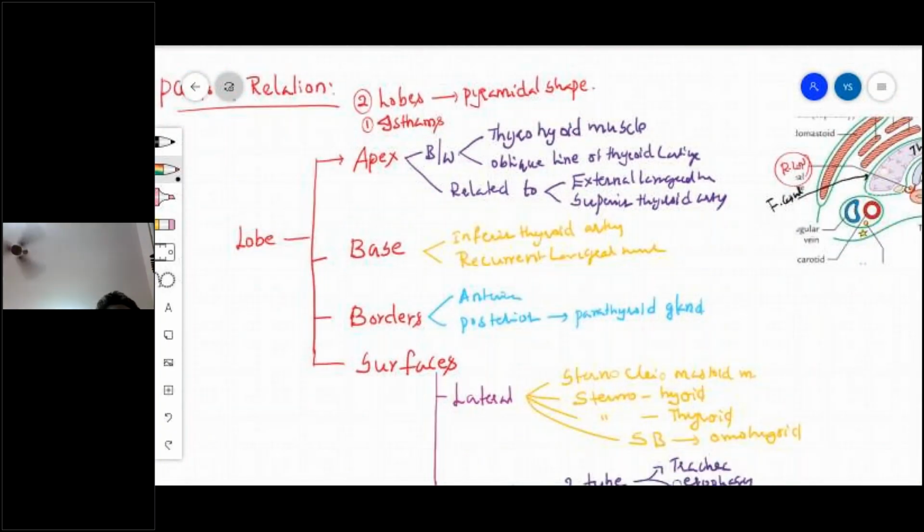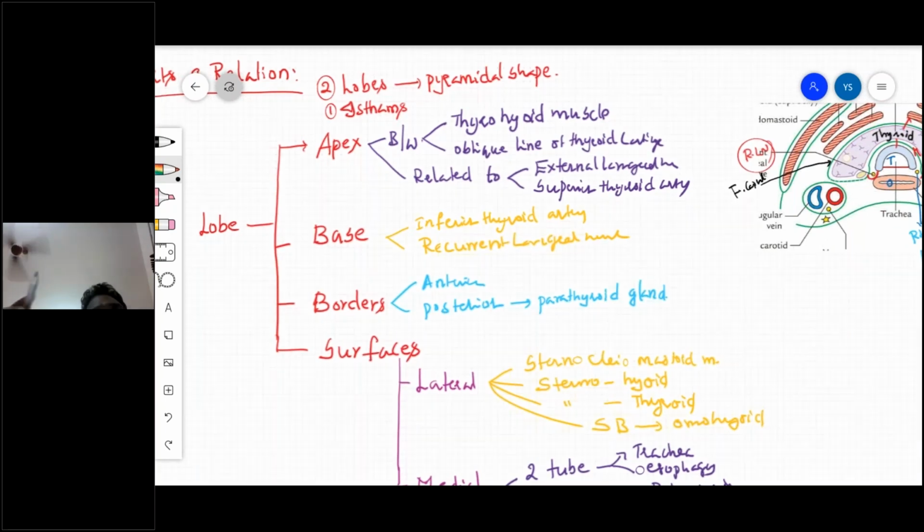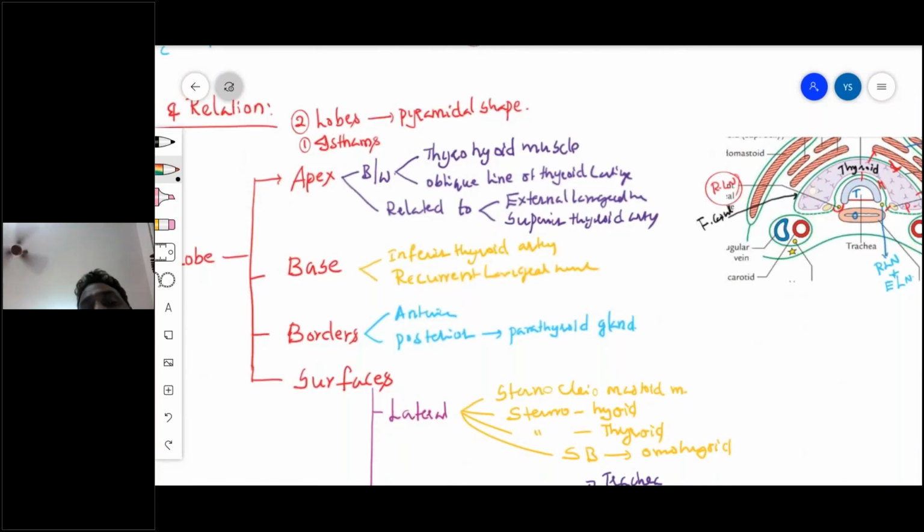And now we come to the parts of the lobe of the thyroid gland. I told you about the apex. Apex is present in between two muscles. What are these muscles? Name the two muscles. Cricothyroid, and the apex is between that and the thyroid, sorry. So apex is present in between the two muscles, the thyroid muscle and the oblique line of thyroid cartilage.